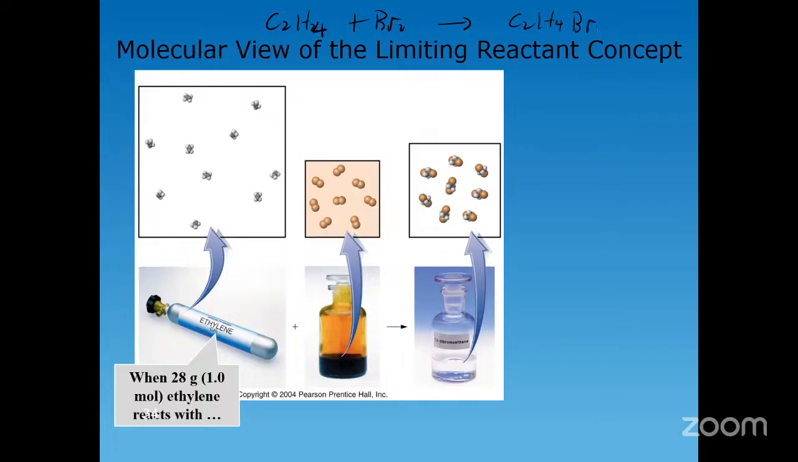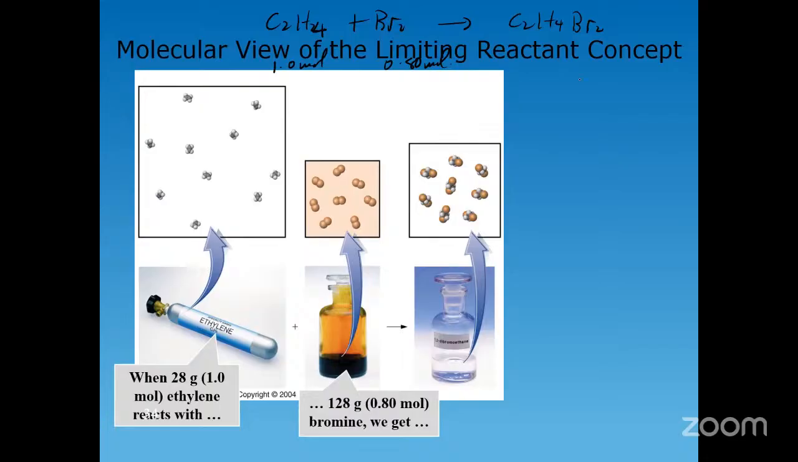Now, in this particular case, it's made easy for us to understand because it's a 1-to-1 mole ratio between the ethylene, the bromine, and the final product. So what this is telling you is that 1 mole of this will react with 1 mole of that to give you 1 mole of that. Now, in this particular case, we have 1.0 moles of the ethylene. I'm going to put 1.0 moles of the ethylene here initially. And as far as the bromine is concerned, we have 0.80 moles of bromine.